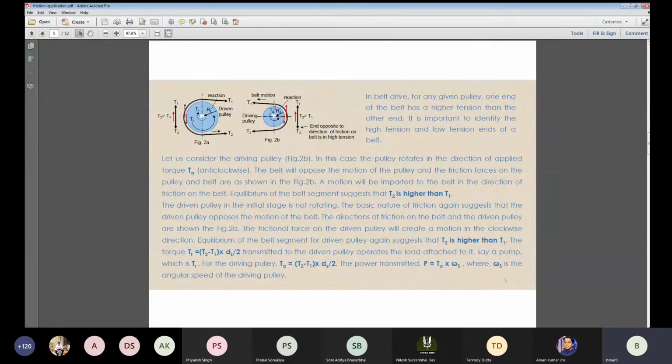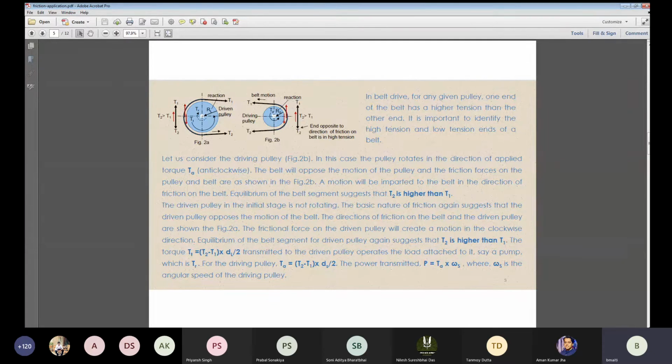Driving pulley, it is given over here. See, driving pulley, driven pulley. You asked me for the driving pulley. Now, the driving pulley is already powered, isn't it? The driving pulley is in the rotating condition. Just for an assumption, the belt is not touching right now. So it is having an anti-clockwise rotation.